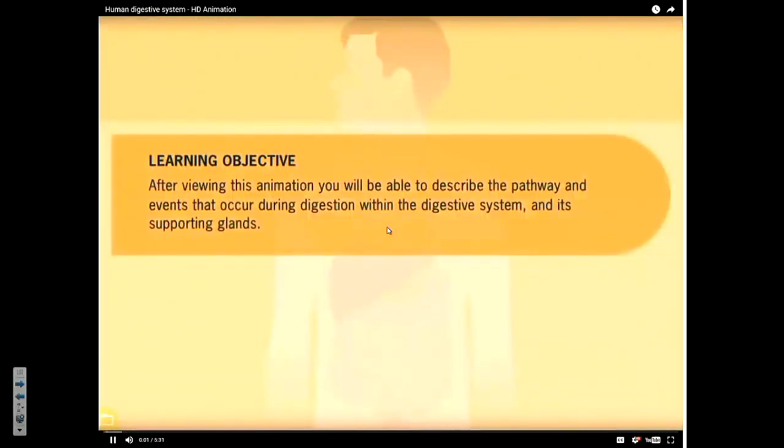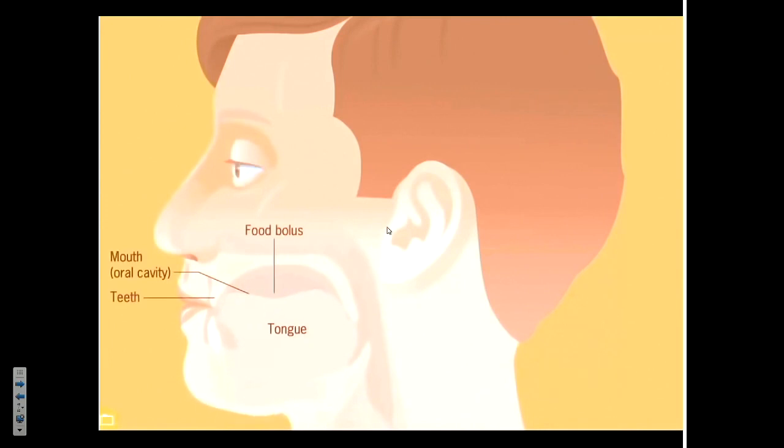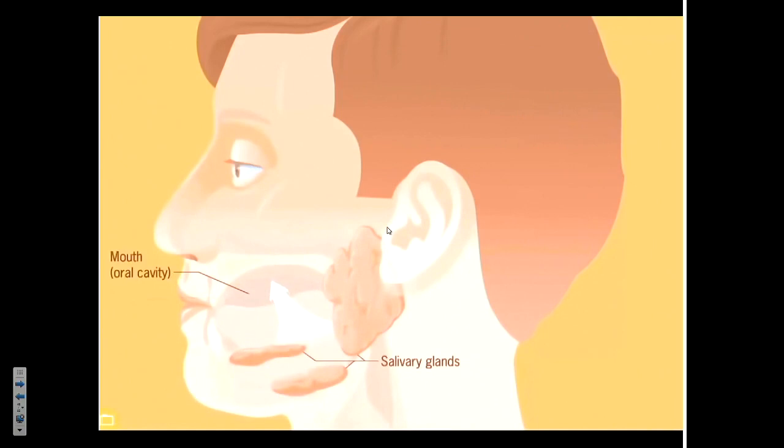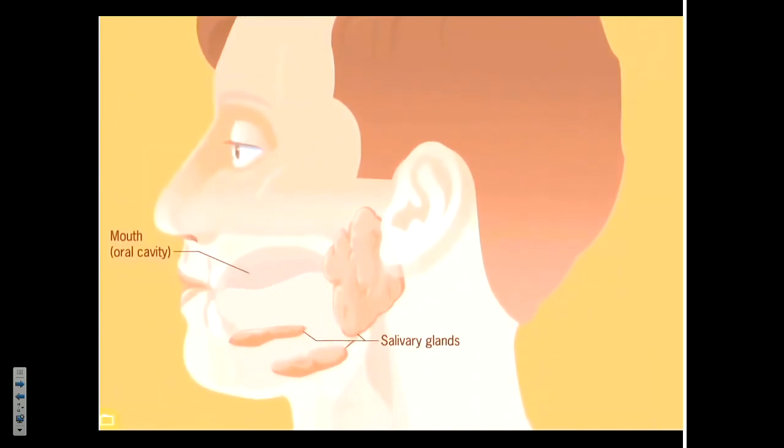After viewing this animation, you will be able to describe the pathway and events that occur during digestion within the digestive system and its supporting glands. Digestion starts in the mouth, also known as the oral cavity, where mastication occurs. This is the process of chewing and mechanically breaking down the food bolus. Chemical digestion starts when the salivary glands release saliva into the oral cavity. Saliva is rich in amylase, an enzyme that breaks down carbohydrates.